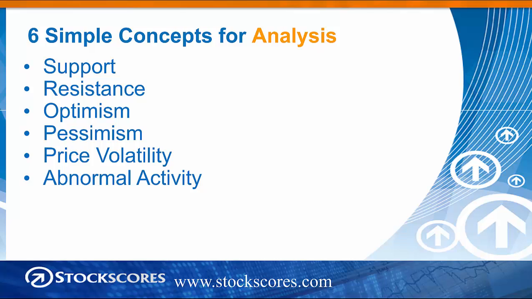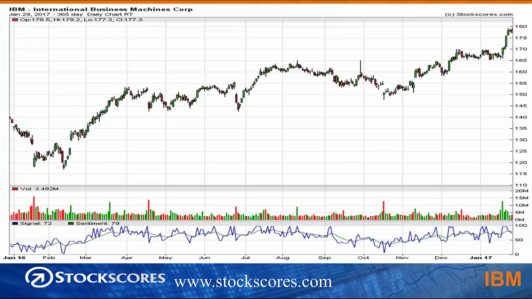When I am looking at charts, I really don't do anything more than these 6 things: support, resistance, optimism, pessimism, price volatility, and abnormal activity. You can analyze any stock, option, currency, commodity, anything that trades, and you can get a chart on it. You can get a sense of where that trend is likely to go if you understand these 6 things really well. So let's look at a chart and try to see them in the actual chart.